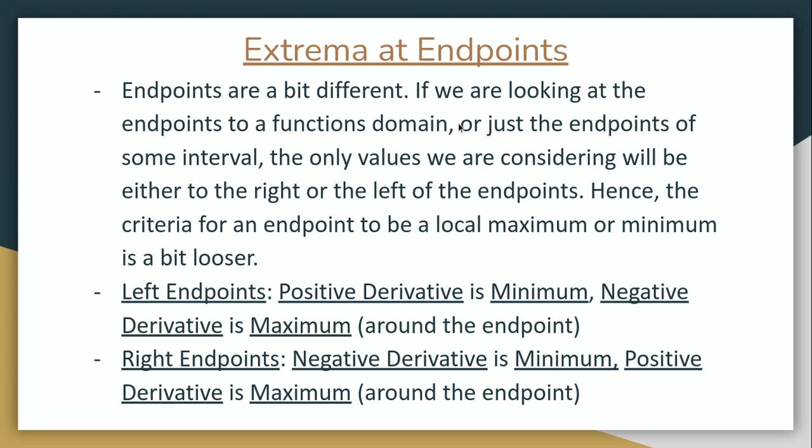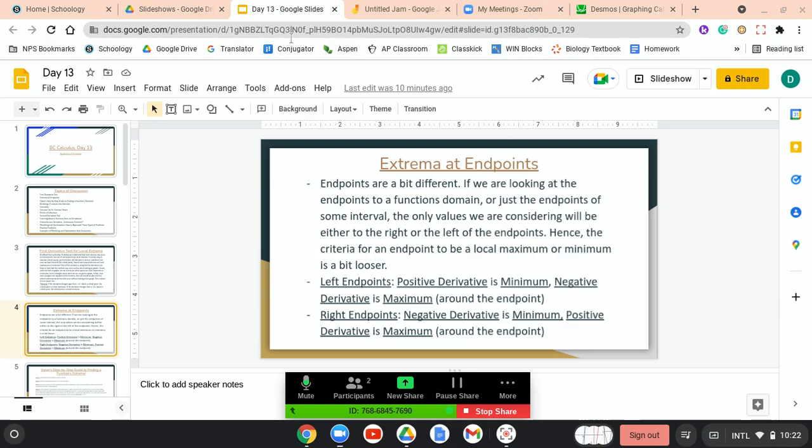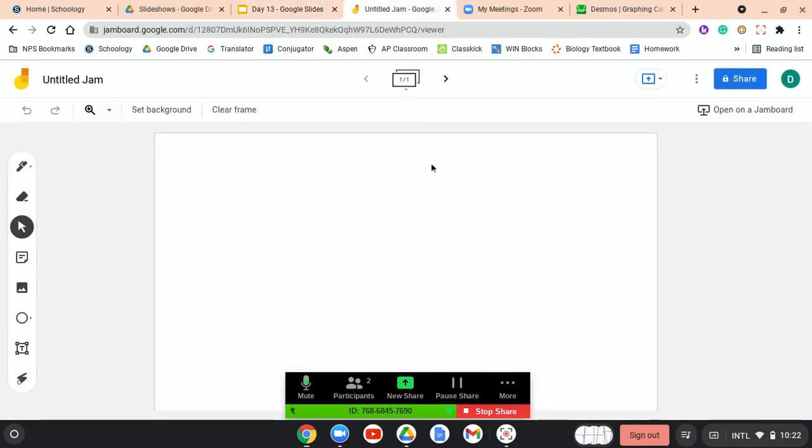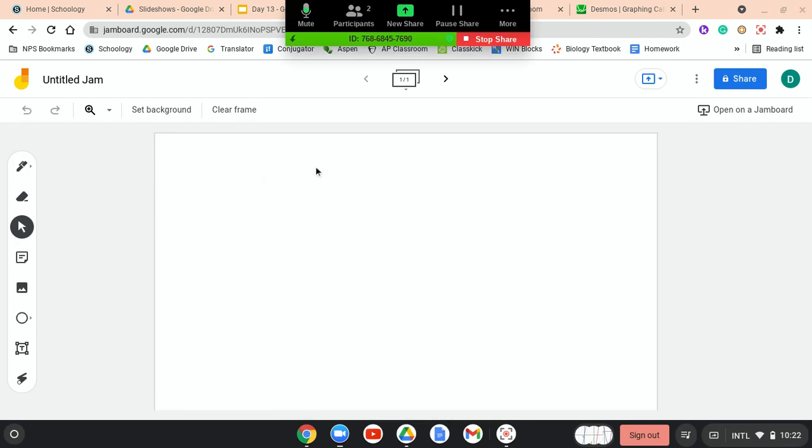All right. Extrema at endpoints. Endpoints are a bit different, all right? Because there's no real test to be applied, and I'll explain that on Jamboard. I need to connect my thingy to the computer. All right. So endpoints are a bit different, because there's no real derivative test to be applied, because we can't look at either side of endpoints. There's only one side to consider when we're dealing with endpoints.